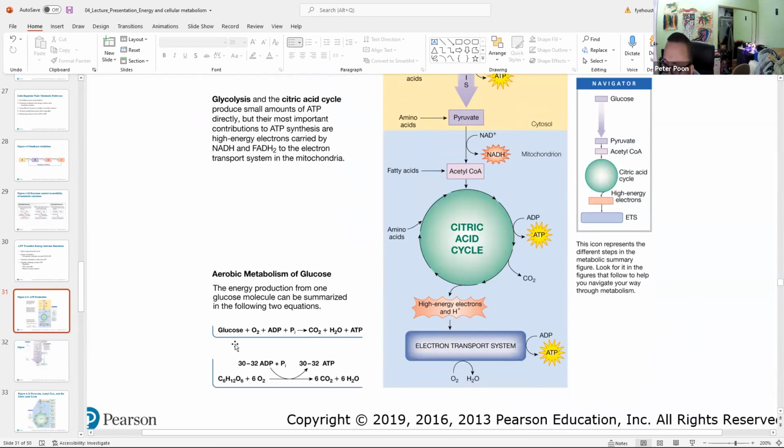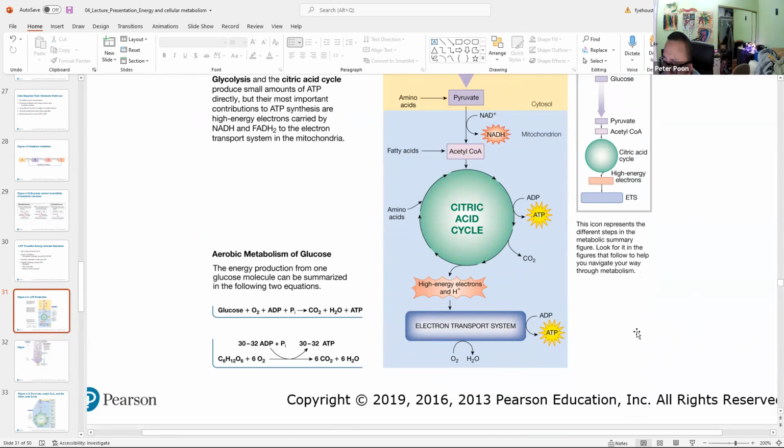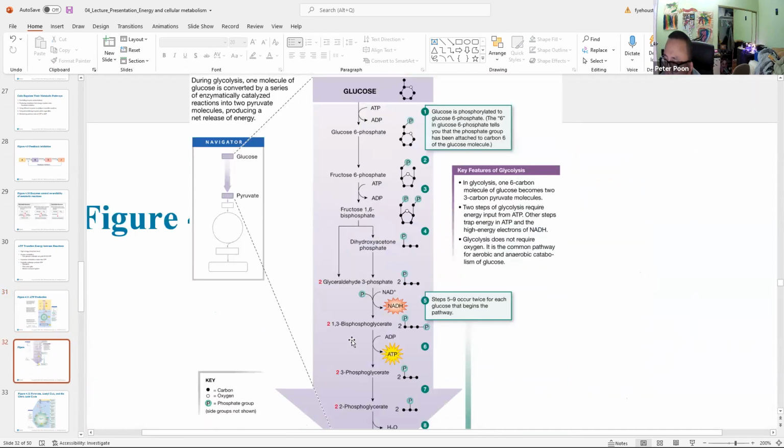What goes into each step, and what comes out of each step. And make sure you follow the NADHs as well. See these little explosion things? That means they have high energy. We're going to cash in all these high energy bonds later.